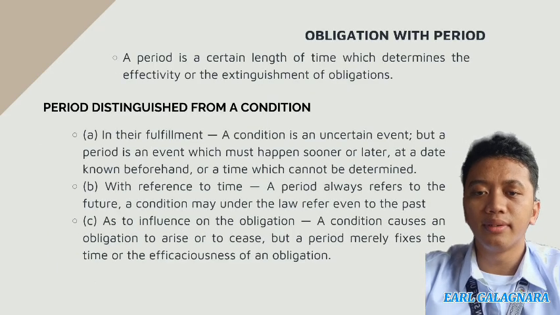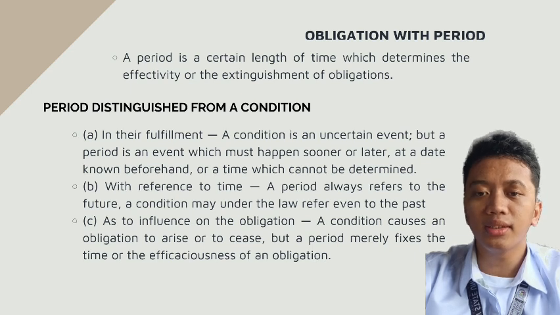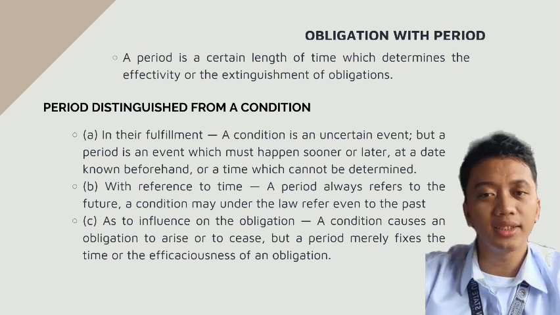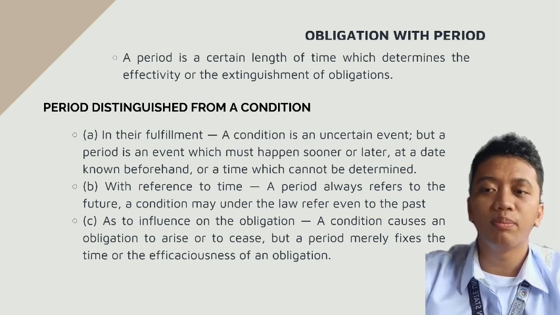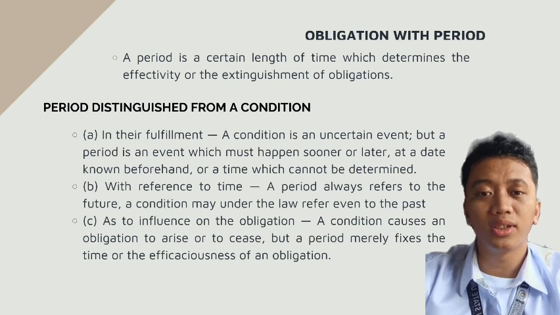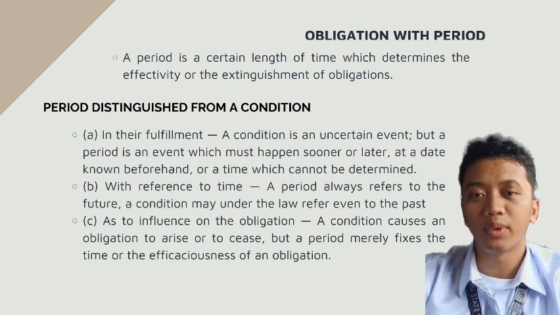Obligations with a period. A period is a certain length of time which determines the effectivity or the extinguishment of obligations. So, in short, this means that a period has a length of time from the beginning to an end. For example, a one year period, so from January to December. So, that is the period.